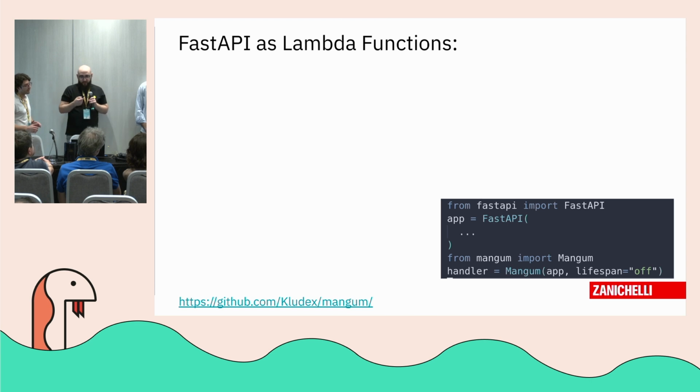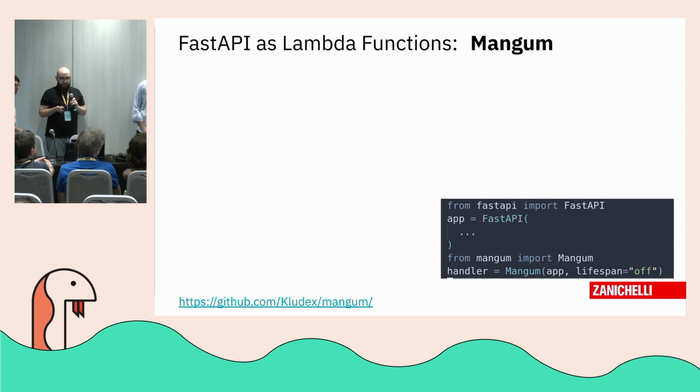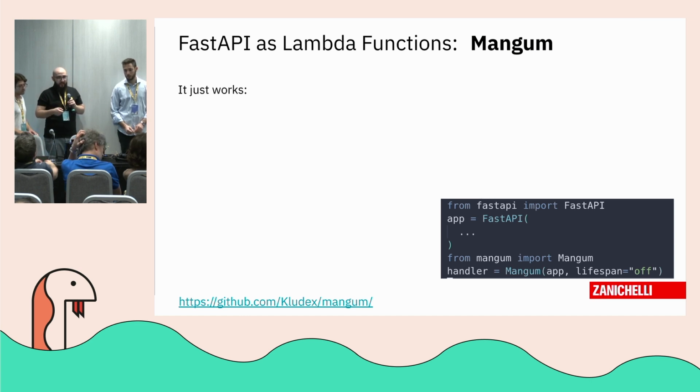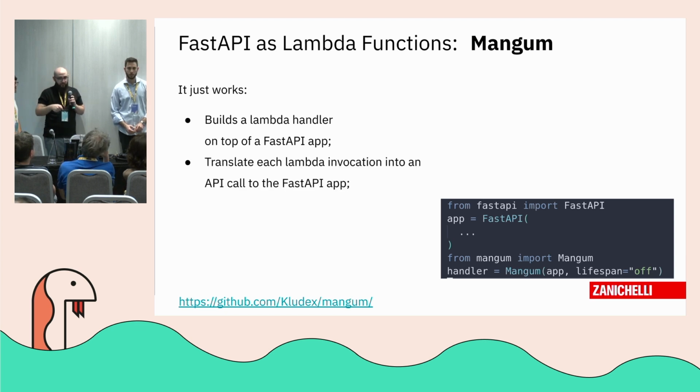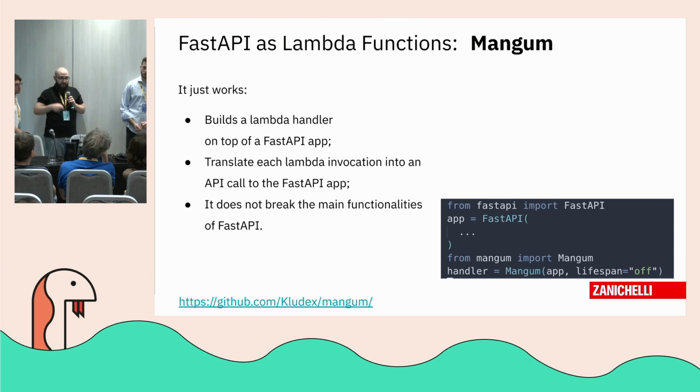So, as I said, it was easier than we thought, since someone already did the hard work. We used the Mangum library, which does exactly this for you. Given a FastAPI app, Mangum automatically builds a Lambda handler for the app. The handler is able to translate any Lambda invocation into an API call on your app. And all of this while not breaking the main and most important functionalities of FastAPI.